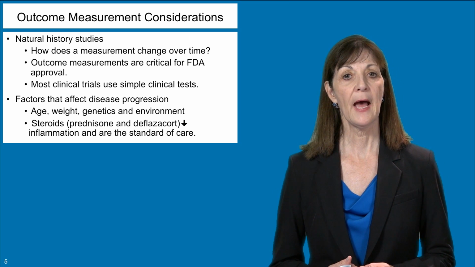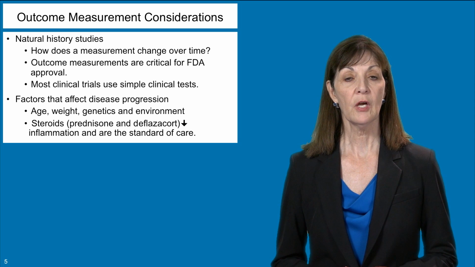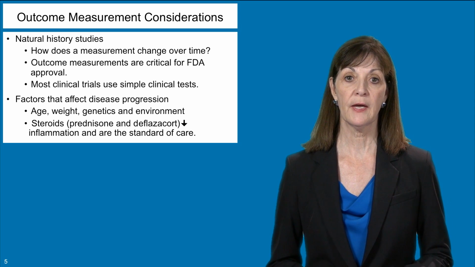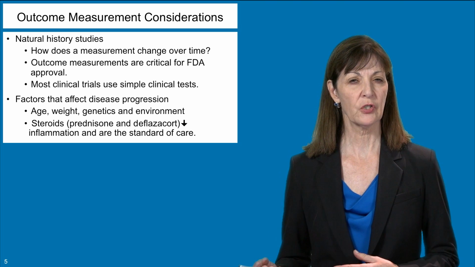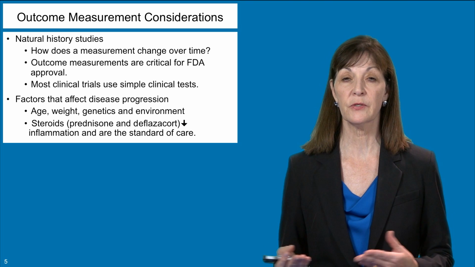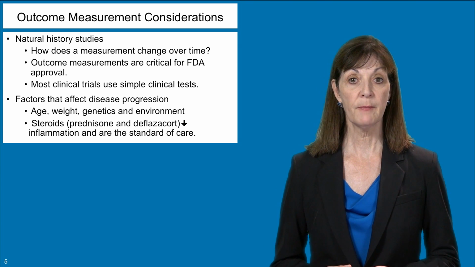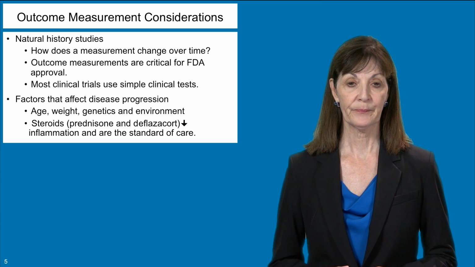So we're interested in how our outcome measures changed over time. And outcome measures are critical to get FDA approval for new drugs. So we want to make sure that our outcome measures are sensitive to change over time, or sometimes we want to look for ones that are stable, depending on what the question is. Most clinical trials use simple clinical tests, such as time tests.